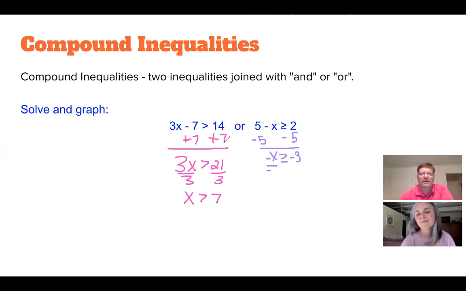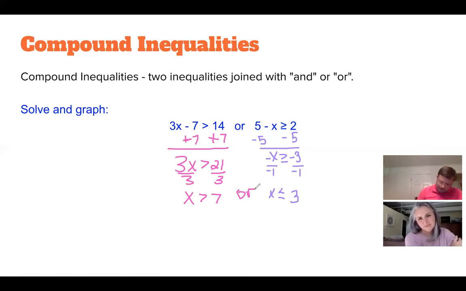Did I do the problem right? I added 7 to both sides and got 21. When I divided by 3, I didn't have to flip the sign, so I get x is greater than 7. I assume you didn't flip the sign correctly? I didn't flip the sign, you're right. Okay, so we're going to add the or to this. We want the numbers that are greater than 7 or the numbers that are less than or equal to 3.